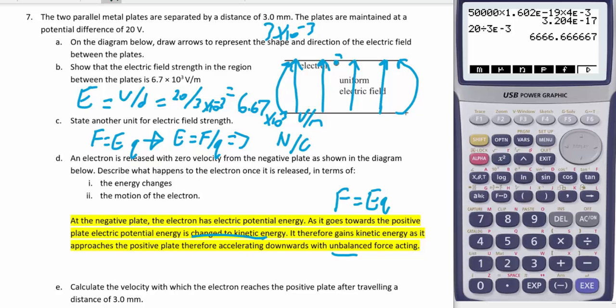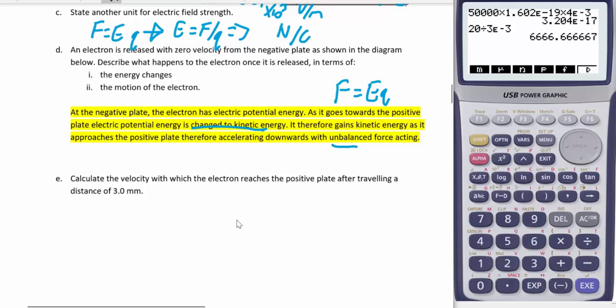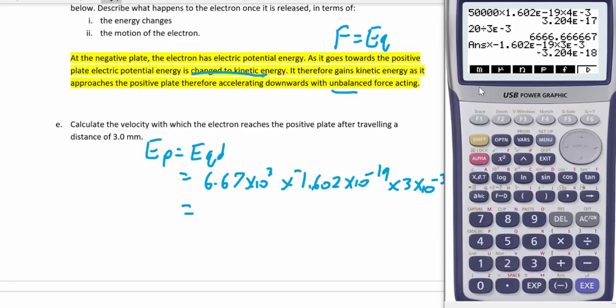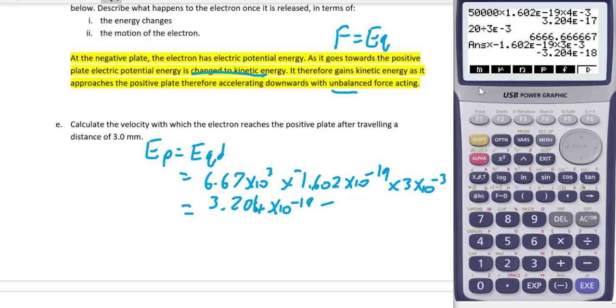Calculate the velocity which the electron hits it. So it's very similar to previous questions that we've done. So we're going to be using electric potential energy equals EQD, and we know those values. So electric field strength, we've already calculated, the charge on an electron, which is negative, and the distance between them. If we chuck that into our calculator, then we'll get an answer of 3.204 times 10 to the minus 18 joules. This is the amount of energy it's got, and so it's going from one plate to the other.